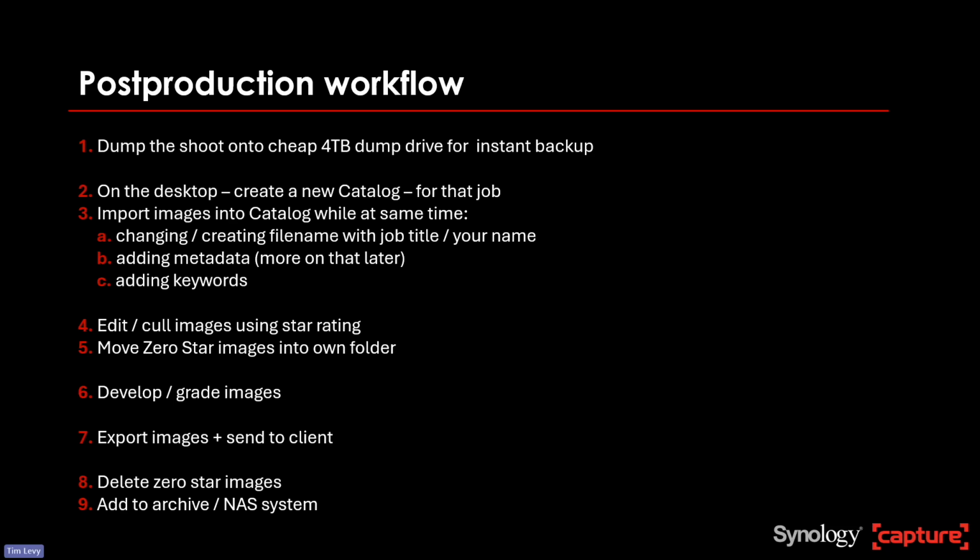I change the file name and the job title with my name. I add that metadata, add the keywords, cull using the star rating system. Then what I'll often do is I'll create another folder called 0 star, and then all the 0 stars, all the reject shots, people blinking or whatever, just dump them in there. And I develop and grade, export the images and send to the client. Then usually I'll delete the 0 images.